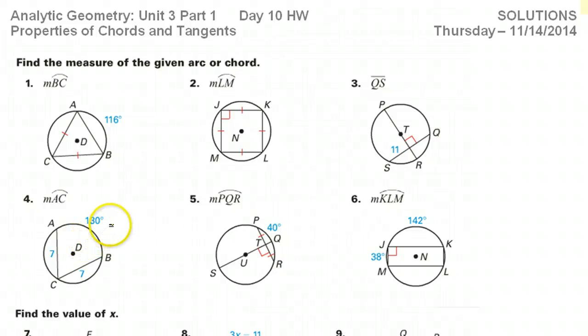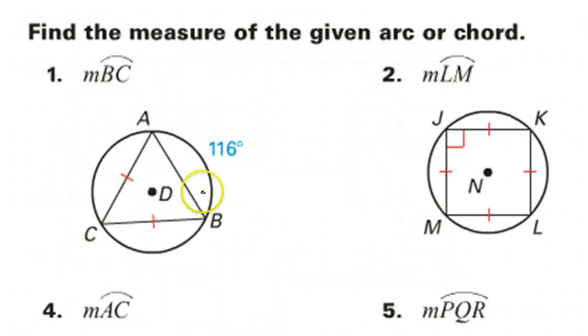Alright guys, this lesson is about the properties of chords and tangents. One of the main principles we're going to be using is that if the chords are congruent, then the arcs that go with them are congruent. So here we have 116 degrees for arc AB.